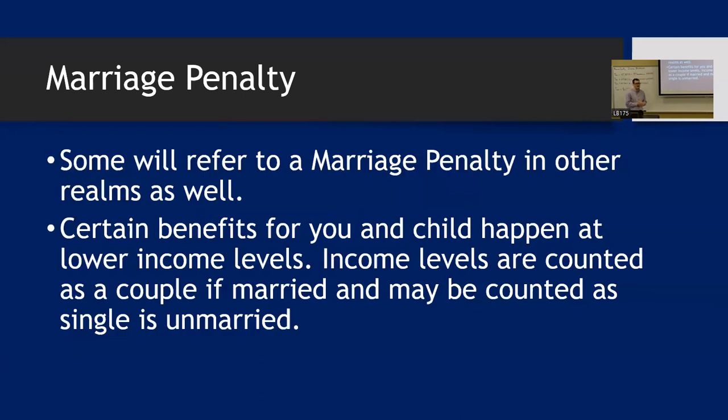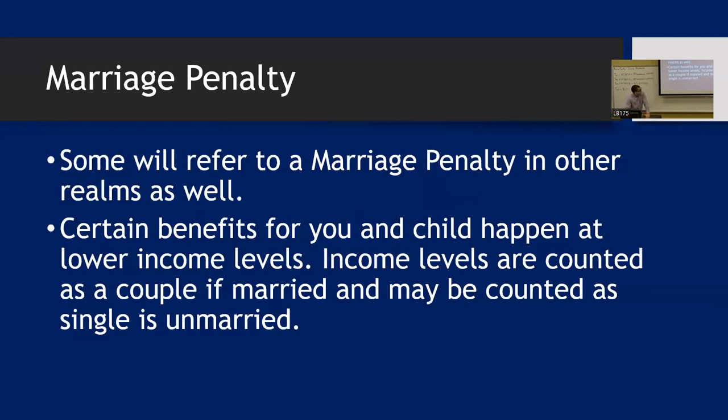Like if my wife and I, so my son is getting close to college age, right? If my wife and I got divorced, he'd probably be able to get more financial aid than he's going to be able to get. Does that make sense? Just because of the way income's calculated. All right. So things like that.